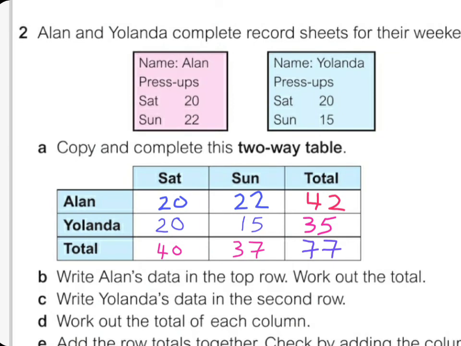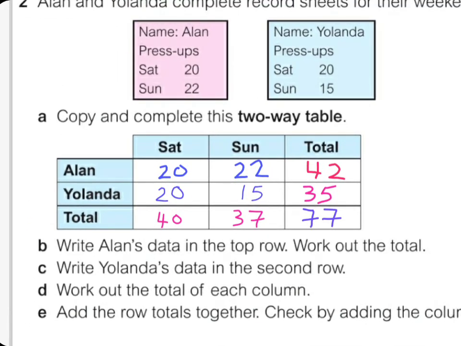Now let's take a look at question B. In question B, write Alan's data in the top row and work out the total. As we did here, we wrote Alan's data here and we worked out the total. And the total was 42. Very good. And then question C, write Yolanda's data in the second row. Same idea. We wrote it and we counted the total.